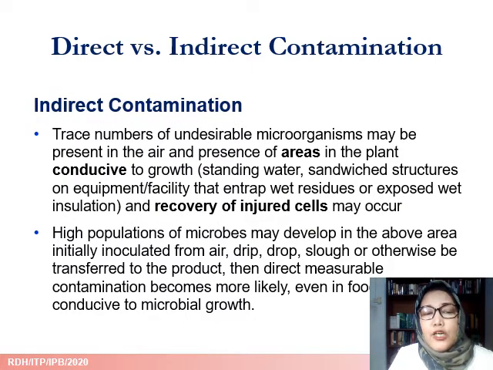Indirect contamination occurs when trace numbers of undesirable microorganisms present in the air contaminate areas in the plant conducive to growth, for example, standing water and sandwich structures of equipment that entrap wet residues, where recovery of injured cells may occur. High populations of microorganisms may then develop in these areas, initially inoculated from air, and drip, drop, slough, or otherwise be transferred to the product. Then direct measurable contamination becomes more likely, even in food that is not conducive to microbial growth.